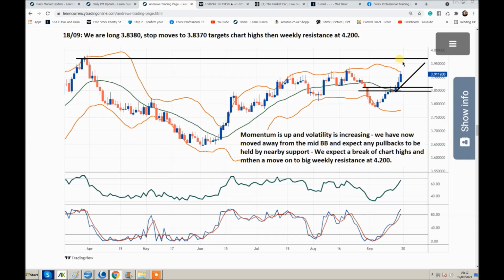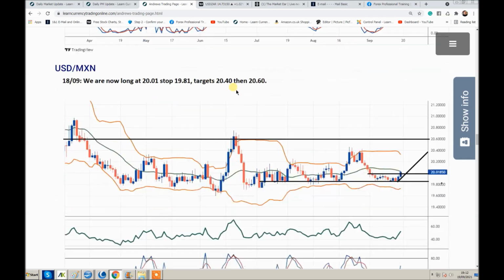We're looking for a break of chart highs, then a move off the top of the computer screen to 420. So I think after the correction, this is now really gaining a head of steam to the upside. Pullbacks are buying opportunities. So yeah, proxies always worth looking at. Last USD pair I'm going to look at, USD MXN.